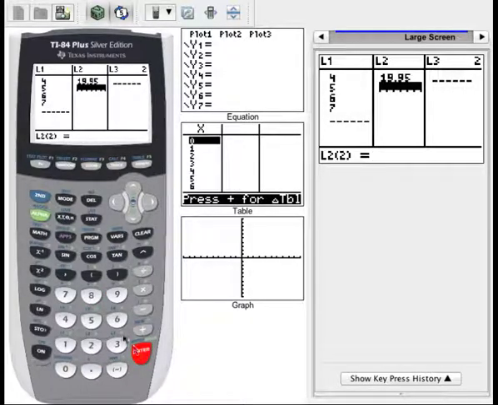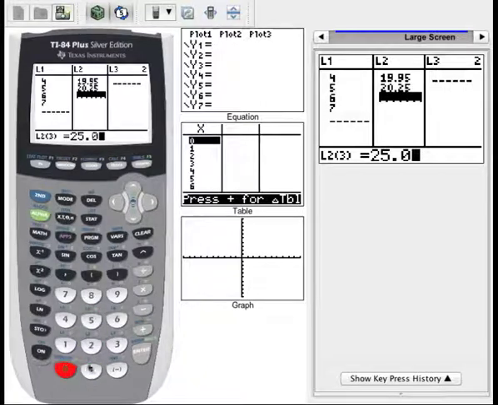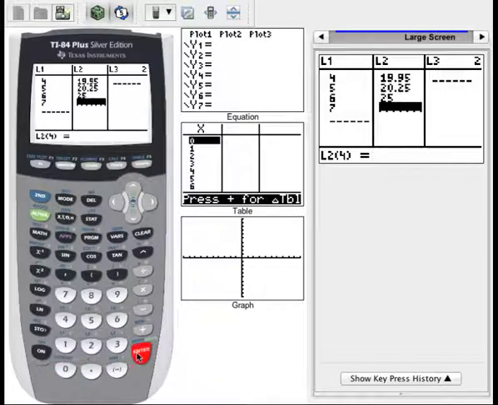The next one was $20.25. And the third one was $25. And finally, $34.95.